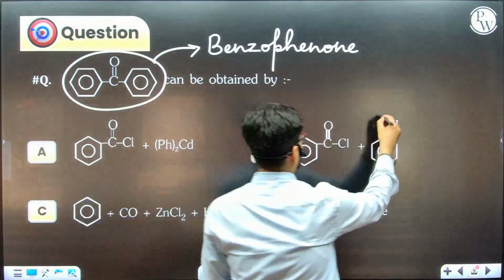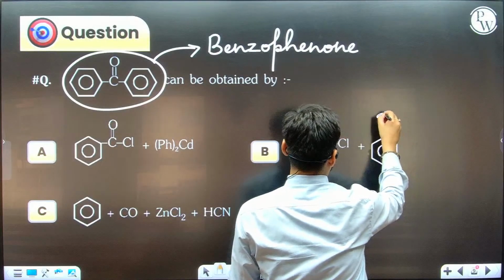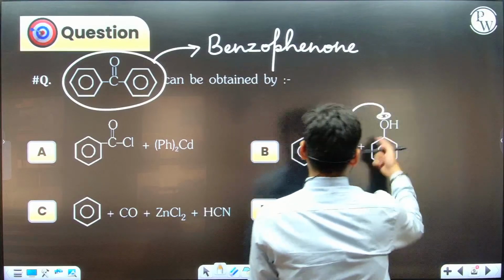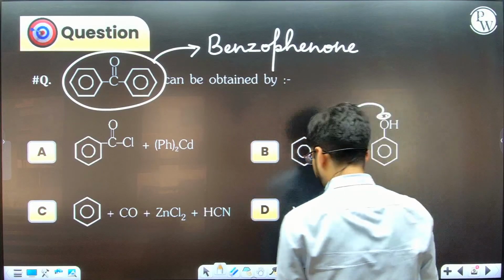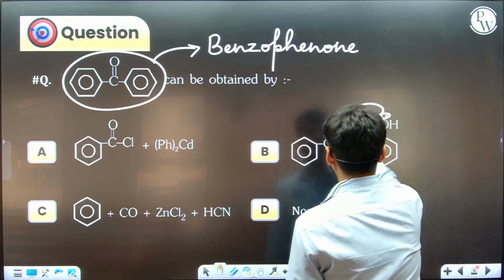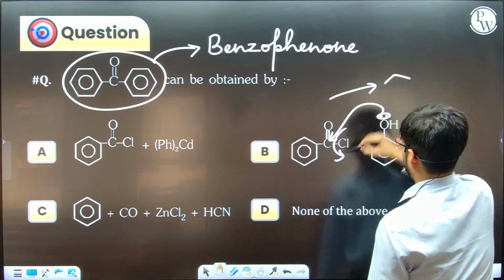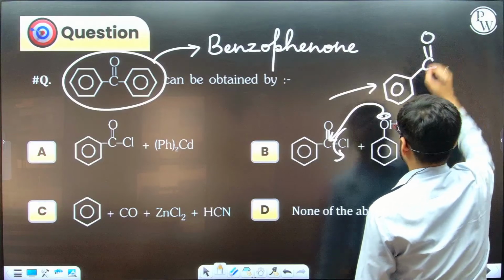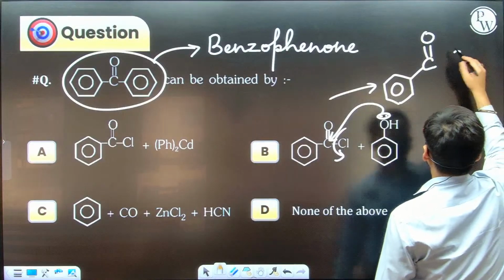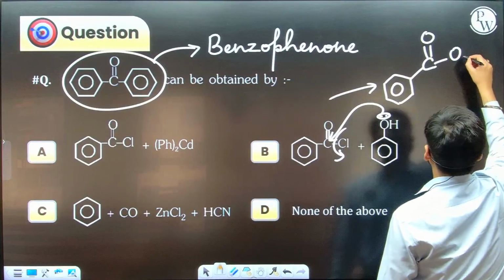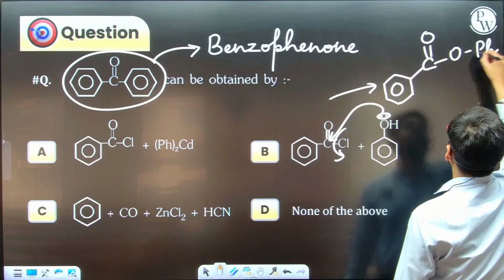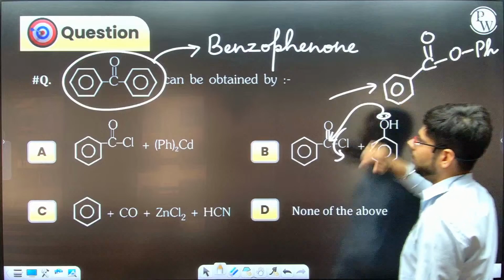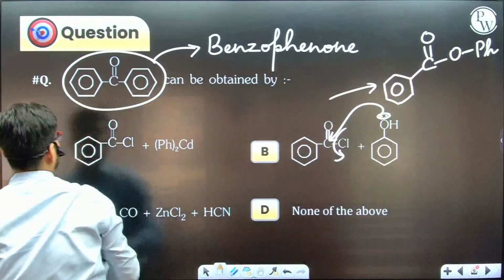Here also, if you see, this acts as a nucleophile, but then here we will not get benzophenone because the product will be this. In B, this will be the product, right? O will attack. This is the product obtained. This is an ester. COO is an ester, right? But we want a ketone. So A is the correct answer.